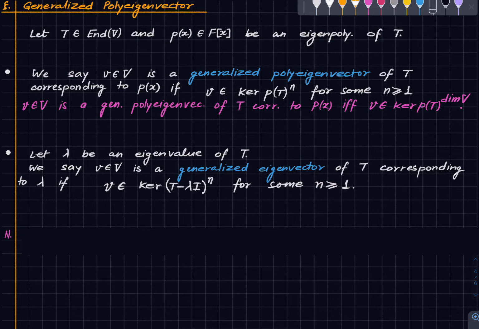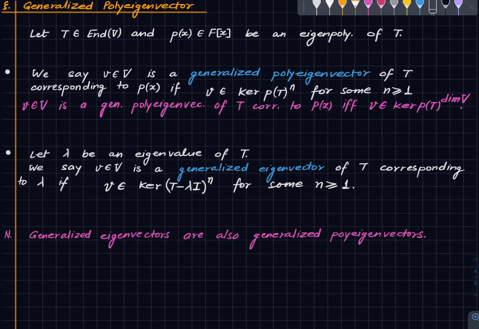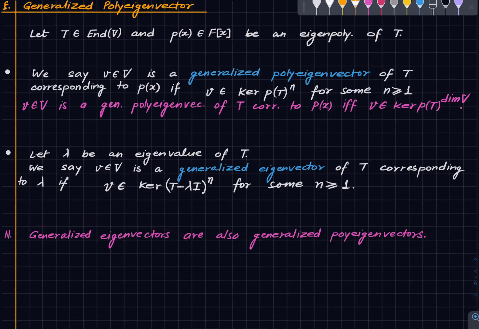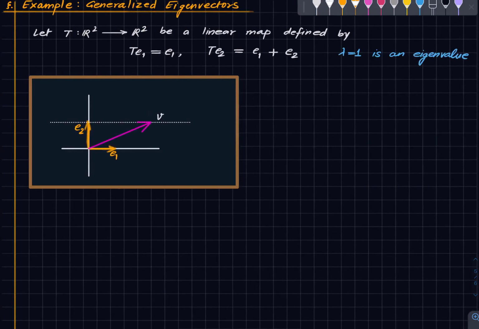As of now, we are just discussing some definitions, but this is going towards a very general structure theory. So just hang tight. So this comment is basically saying that every generalized eigenvector is a generalized polyeigenvector.